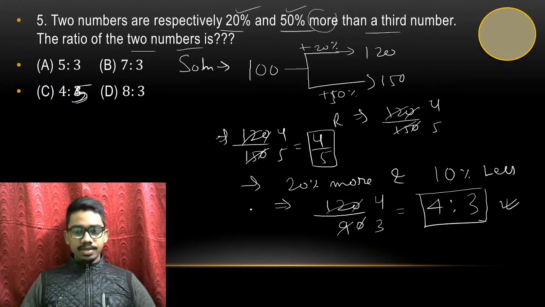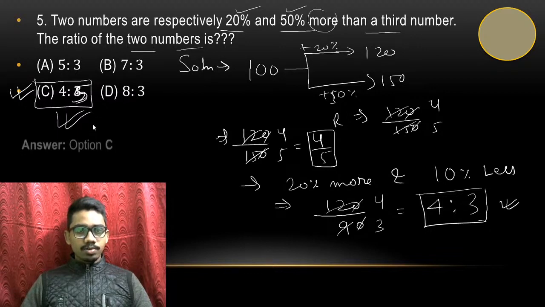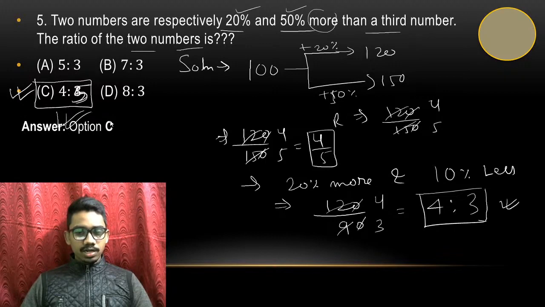ठीक है? ये समझ में आया, guys? And ये वाले केस का आंसर होगा 4 ratio 5. ठीक है? Correct answer to this question is option number C. Option C is the correct response to this question. Question number 5, option number C is the correct answer. All those who have answered C, you all are correct. So let's solve the next question.